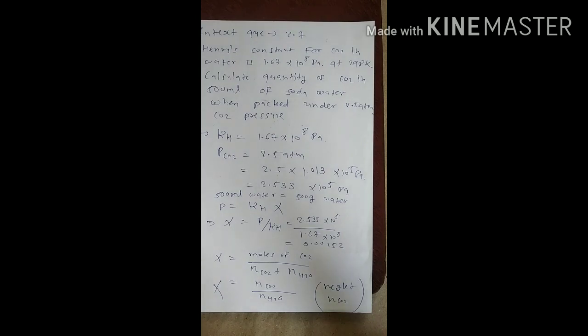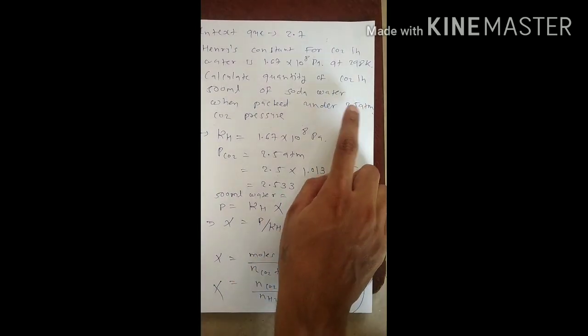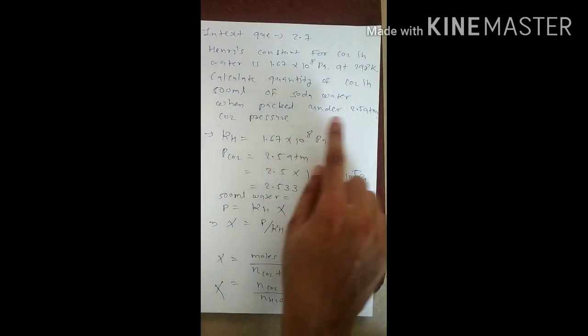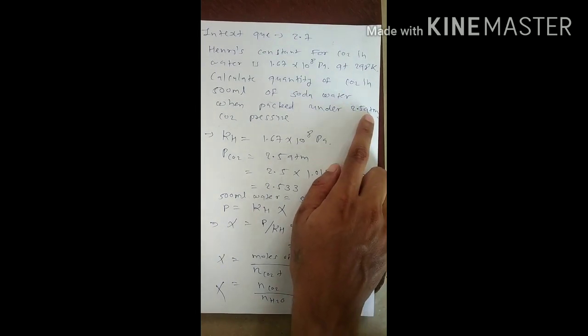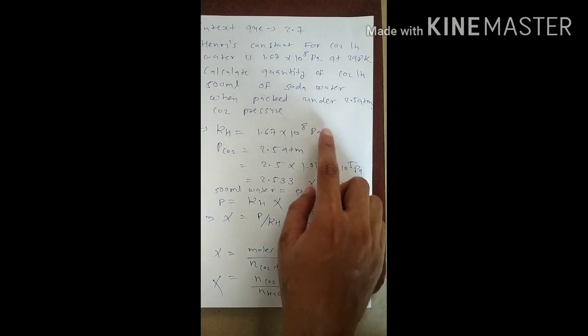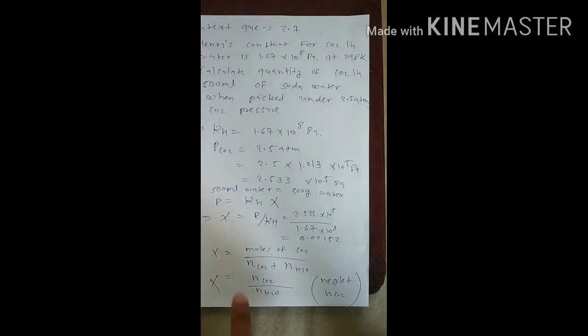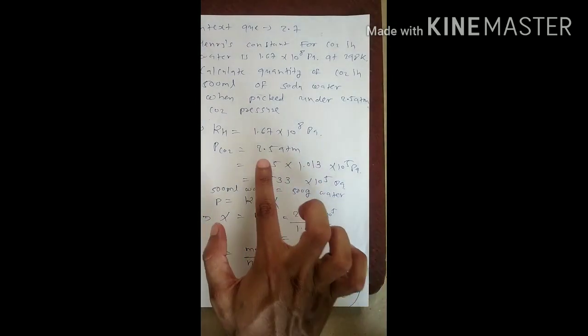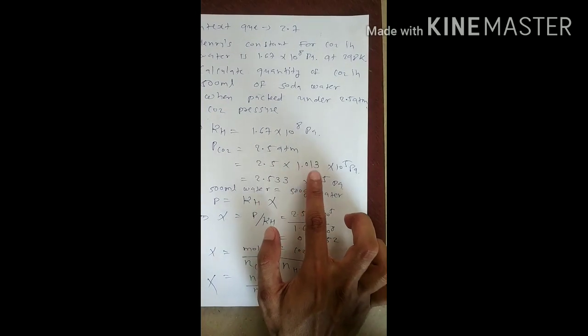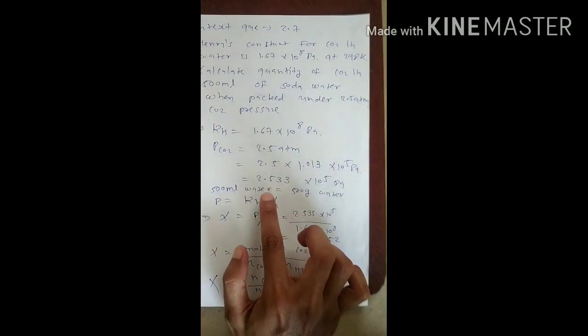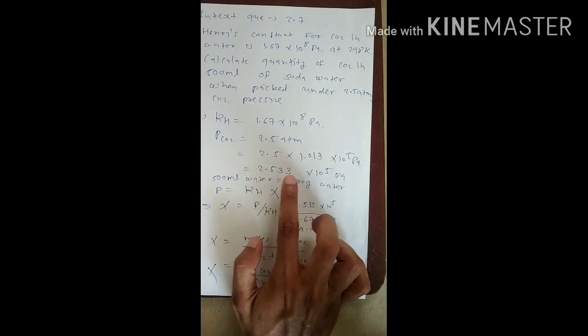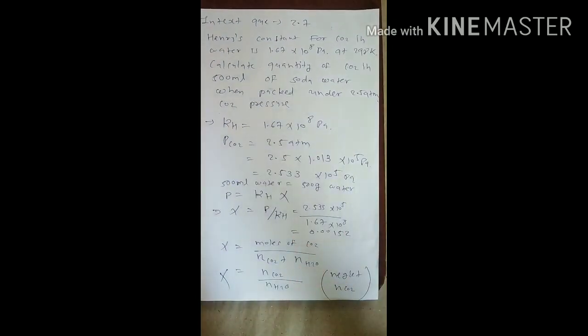Okay, what is given here? Henry's constant is given, KH 1.67 into 10 raised to 8 Pascal. Pressure of carbon dioxide, CO2, that is given 2.5 atmosphere. So both units are different here. So I am converting atmosphere into Pascal. How will you convert that? Multiply the given value by 1.013 into 10 raised to 5. So you will get 2.533 into 10 raised to 5 Pascal.